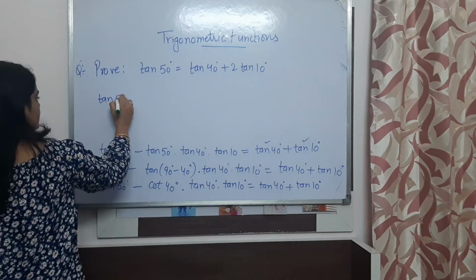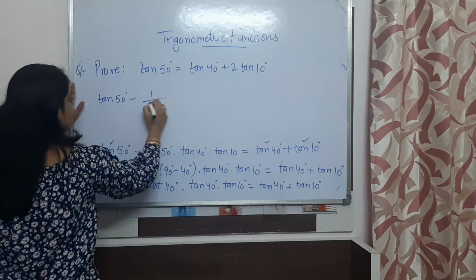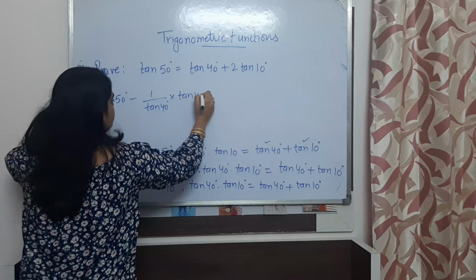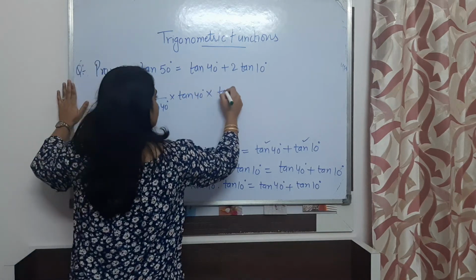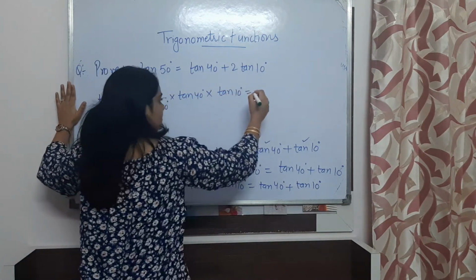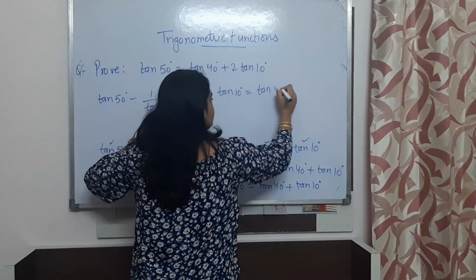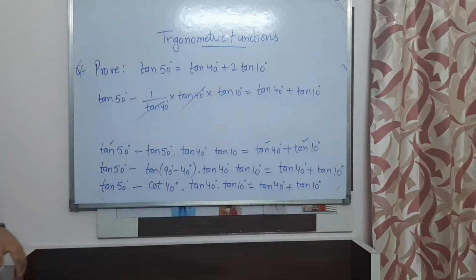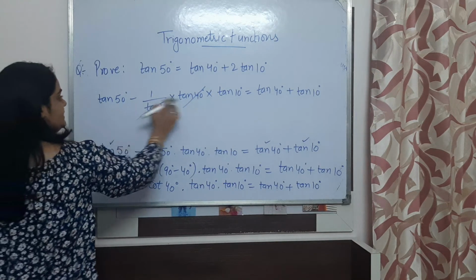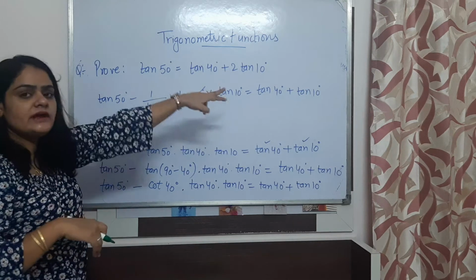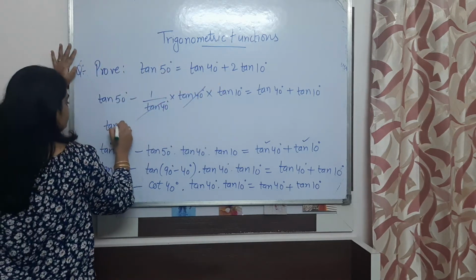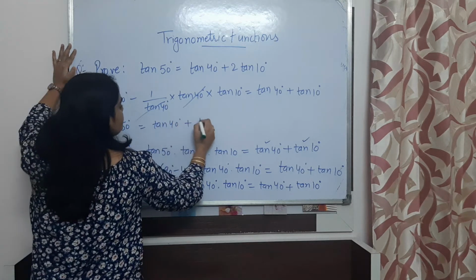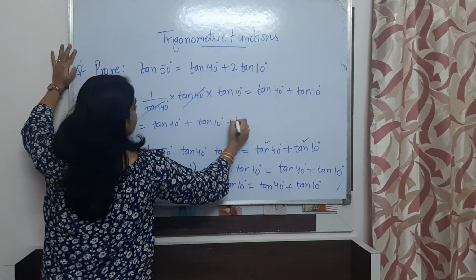Tan 50 minus 1 by tan 40 into tan 40 into tan 10 is equals to tan 40 plus tan 10. Of course, tan 40 will cancel out with tan 40, minus tan 10 is there. When it goes to that side, it becomes plus tan 10. Tan 50 is equals to tan 40 plus tan 10 plus tan 10.